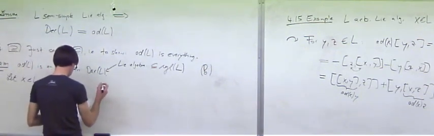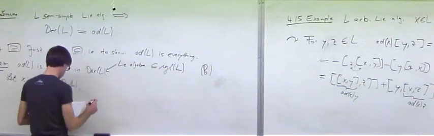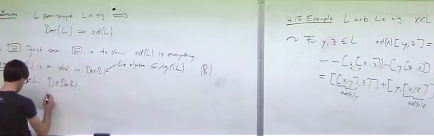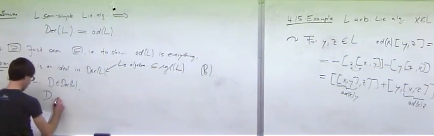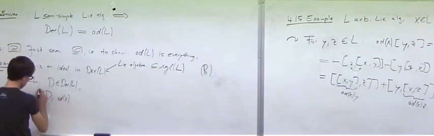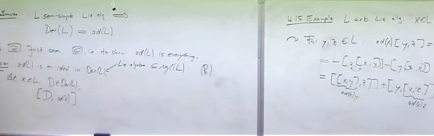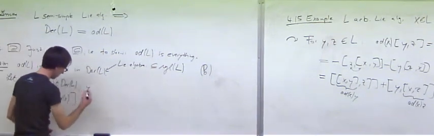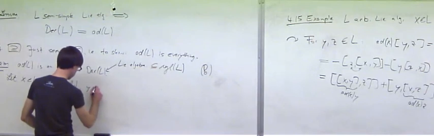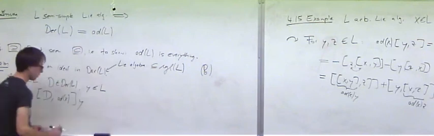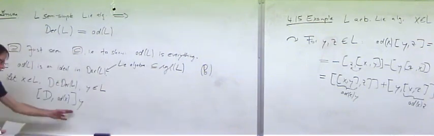So I have to compute the commutator, say, in this direction, [D, ad x]. And as usual, I pick a test element because this is a linear transformation, so for the calculations it's easier not to work with linear transformations, but just to apply them to an element of the Lie algebra.